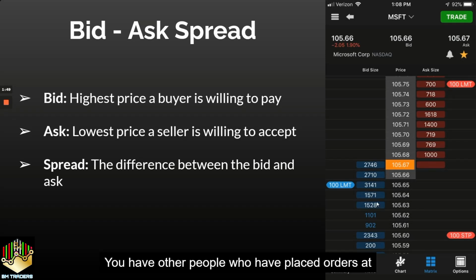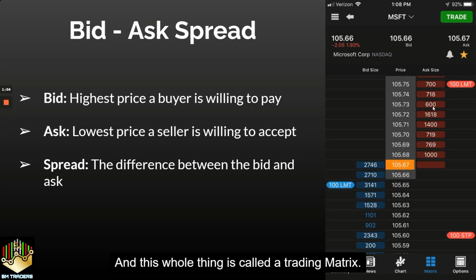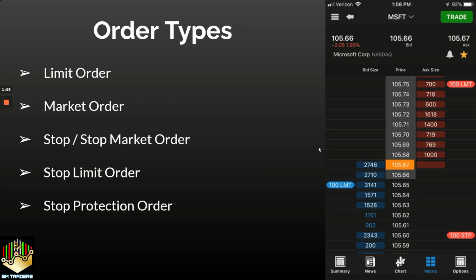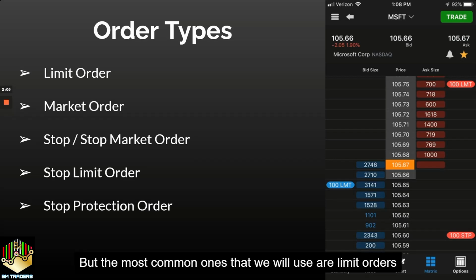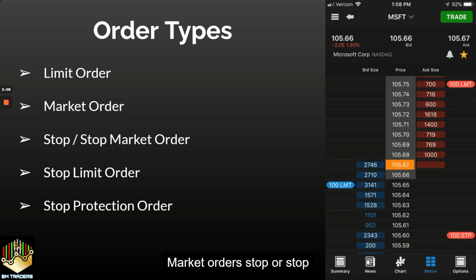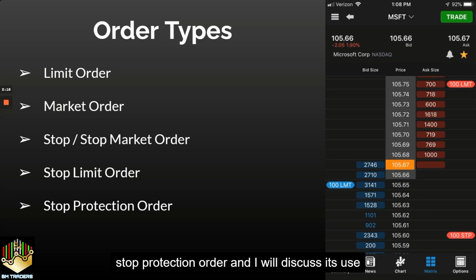You have other people who have placed orders at lower prices and other people who have placed orders at higher prices. And this whole thing is called a trading matrix. So let's look at the different order types. We will discuss them all one by one. But the most common ones that we will use are limit orders, market orders, stop or stop market orders, stop limit orders, and then there's a special one called a stop protection order, and I will discuss its use case in a future slide.